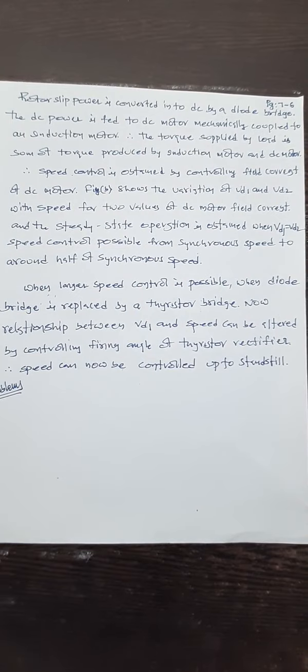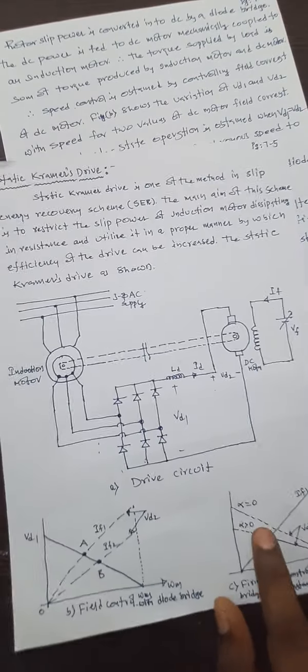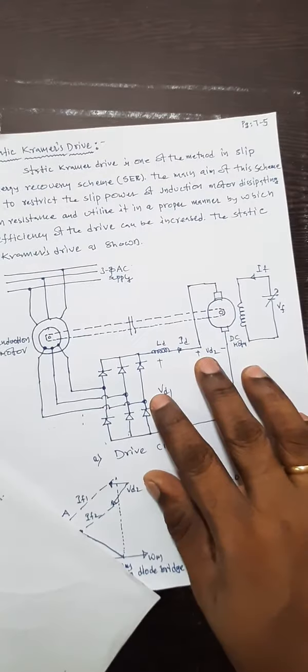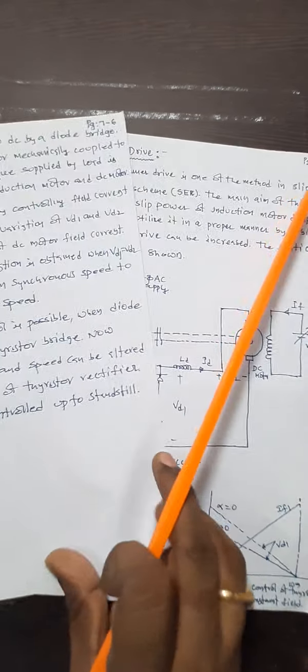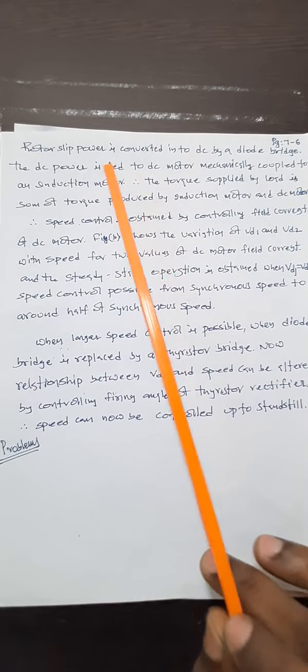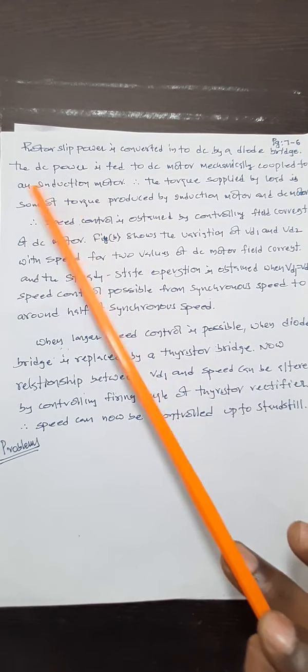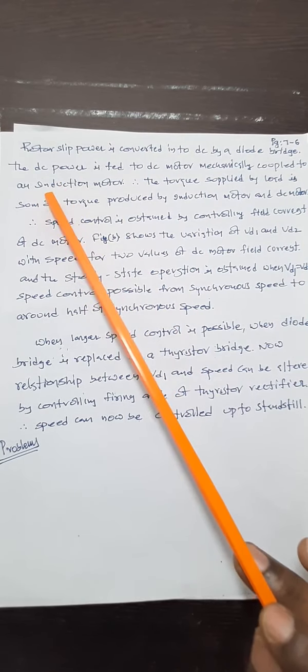See, the rotor slip power you observe here, the circuit also you can observe here, and the description also you can follow. So the rotor slip power is converted into DC by a diode bridge, and the DC power is fed to a DC motor mechanically coupled to the induction motor.